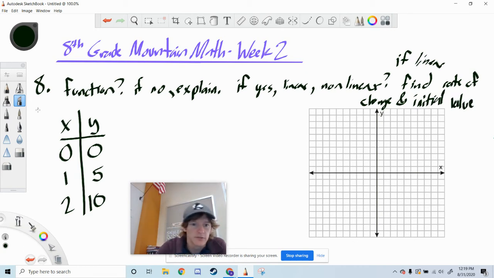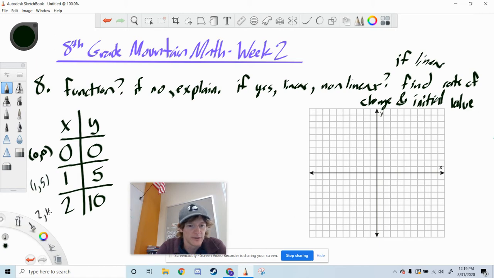All right, so we have a table. They gave us a table for this one, giving us 3 points. And in order to decide whether this is a function, I think the easiest way is to graph this. So I also have included a coordinate plane here. And I'm going to plot these 3 points. So I see there's a point right here, 0, 0. I have a point 1, 5, and I have the point 2, 10.